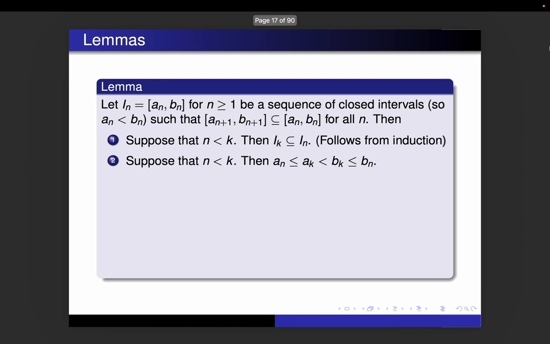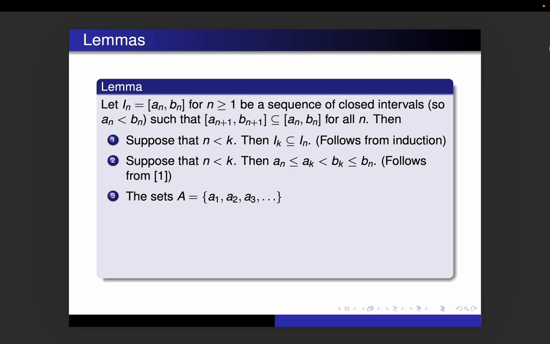Again, if n is less than k, then we have a_n less than or equal to a_k less than b_k. The a_k less than b_k is just by definition, and then b_k is less than or equal to b_n. And that actually follows from 1. In order for I_k to be contained in I_n, the left endpoints of I_k have to be to the right of the left endpoints of I_n, and the right endpoints of I_k have to be to the left of the right endpoints of I_n.